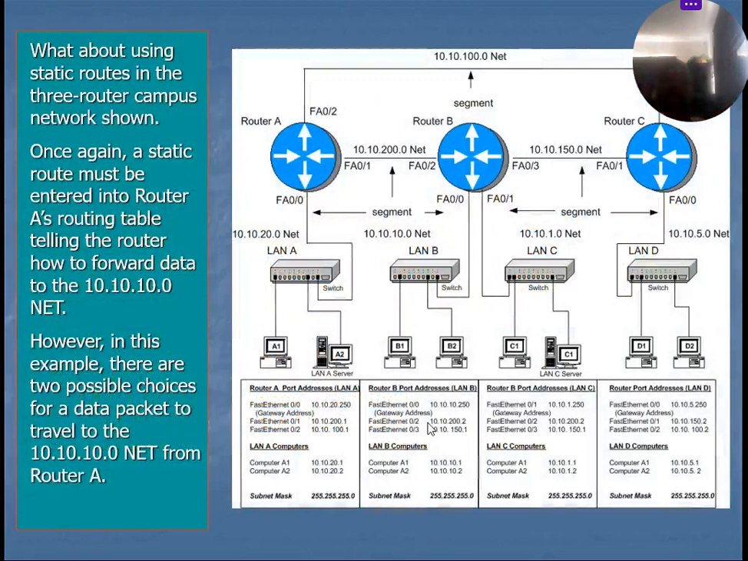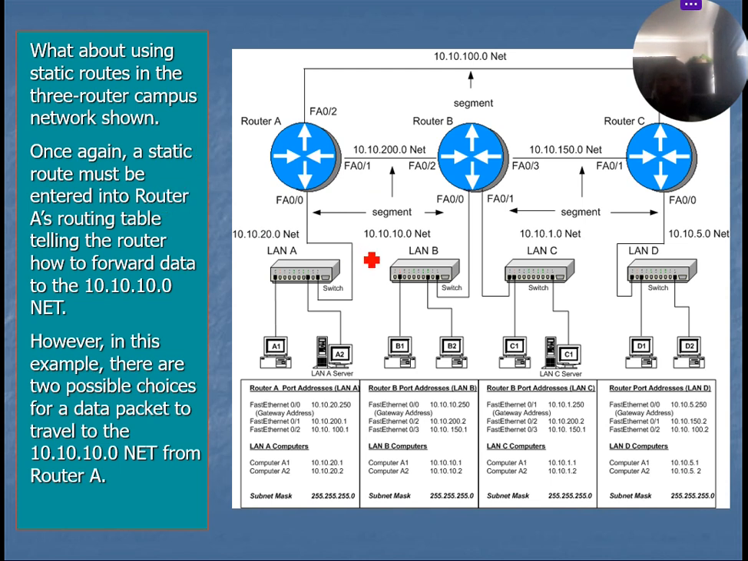So let's take a look at what we have. The example we illustrated, we took router A and router B and LAN A and LAN B to illustrate what we were describing just now. Now, what about using static routes in the 3-router campus network? When we decide to use a static route, configure a static route in the 3-router network, what will it look like? Again, you're going to do the same thing.